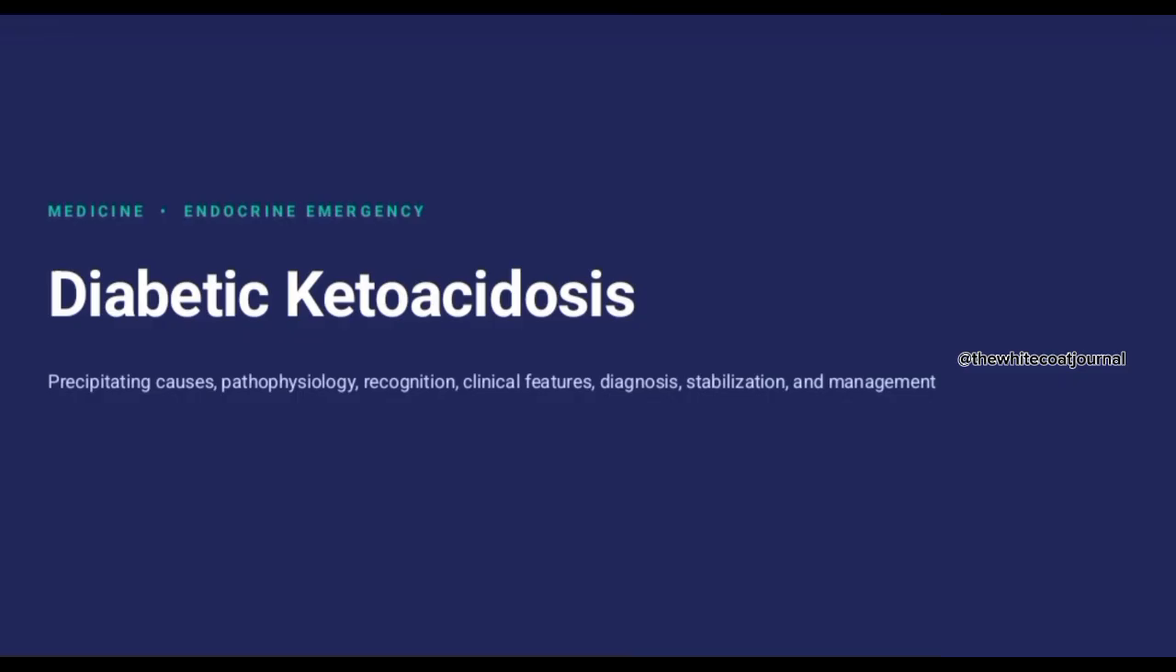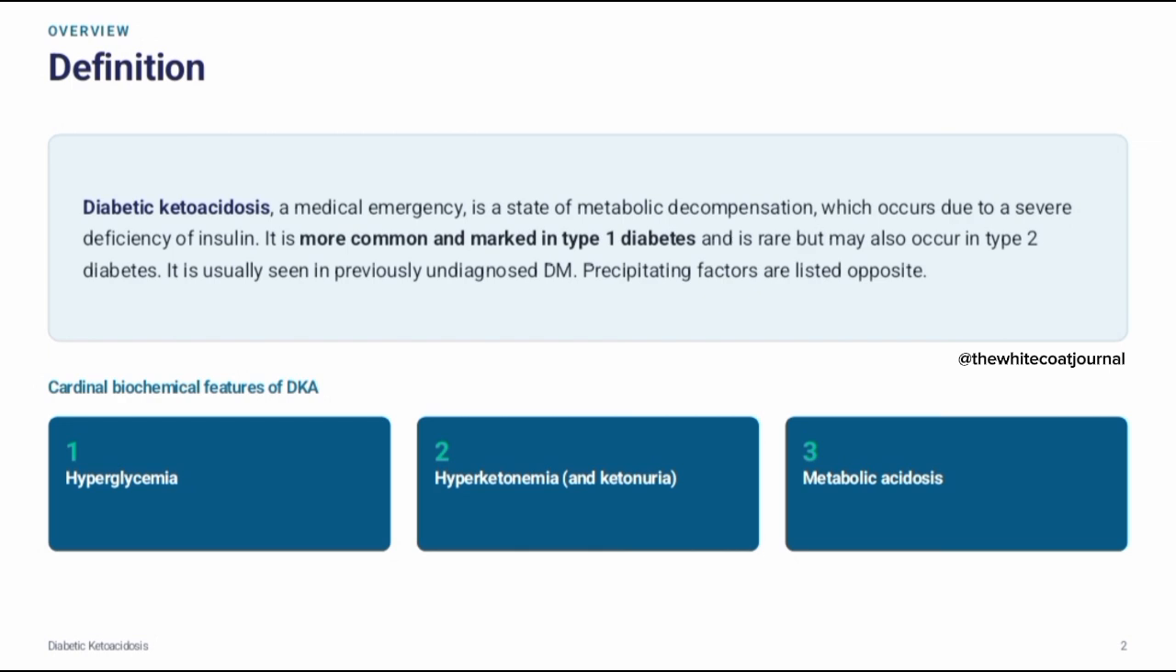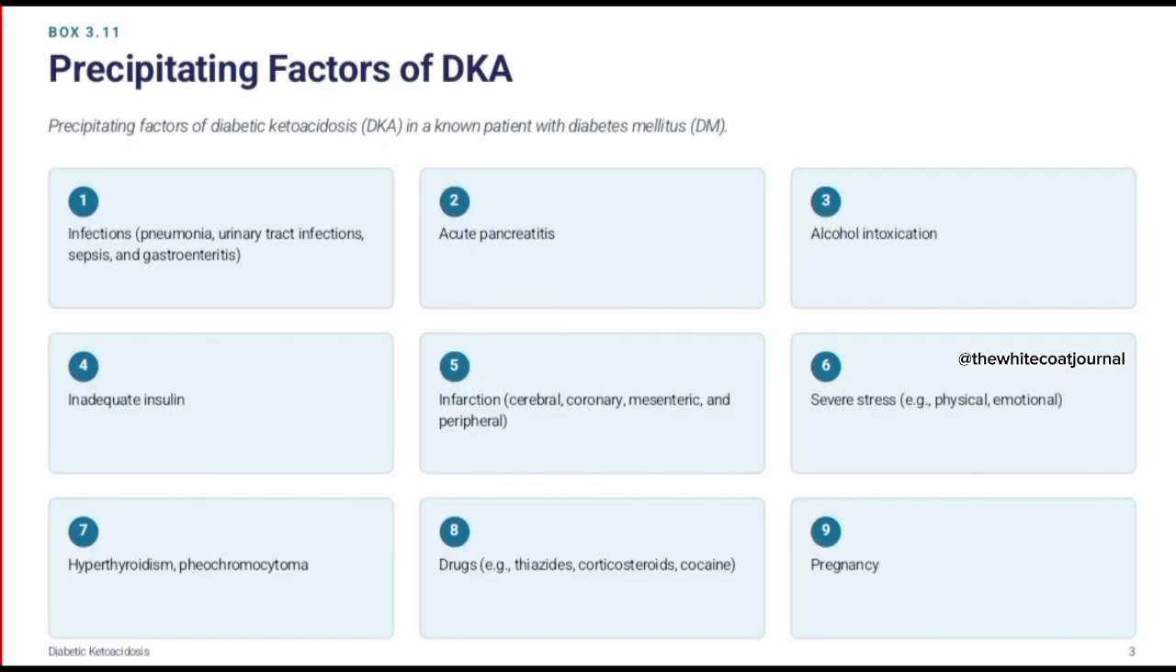So today let's discuss diabetic ketoacidosis. It is a life-threatening metabolic emergency caused by severe insulin deficiency. It is mostly associated with type 1 diabetes mellitus, but it can also occur in type 2 diabetes, particularly during severe physiological stress. So what triggers DKA?